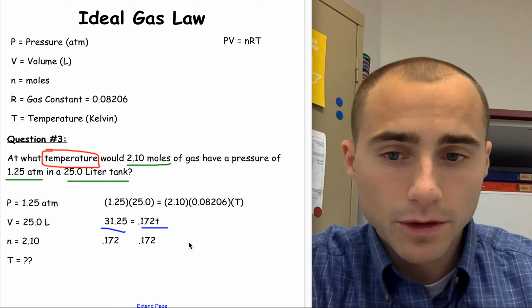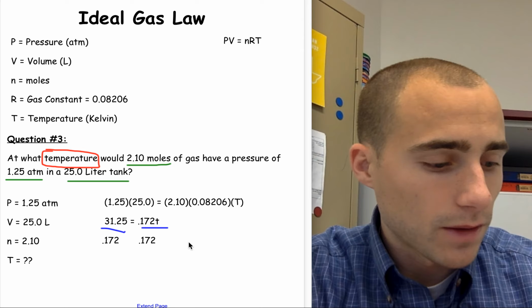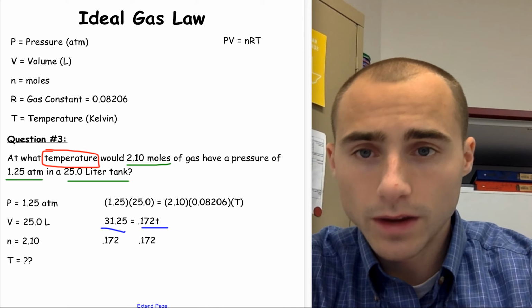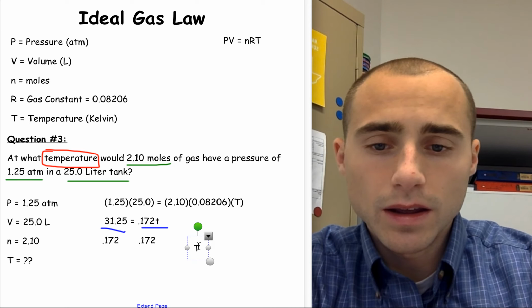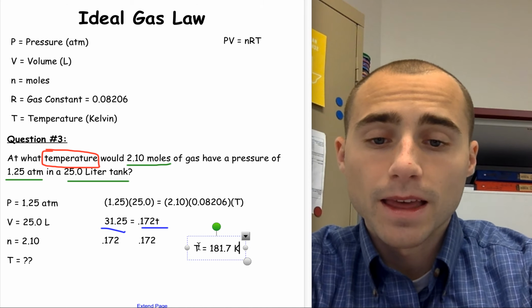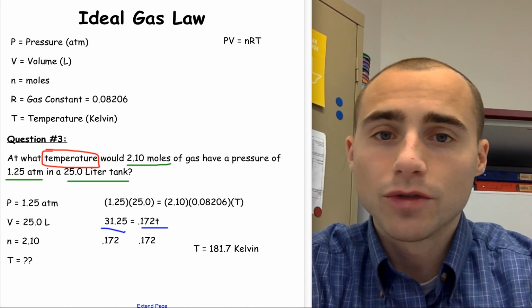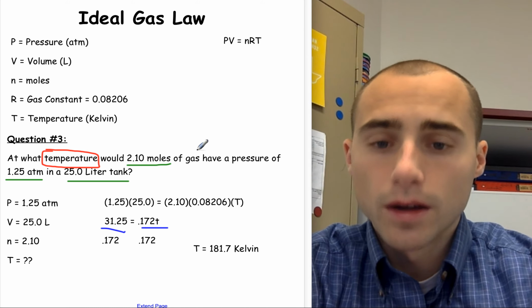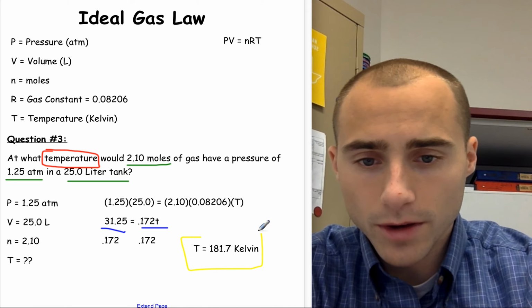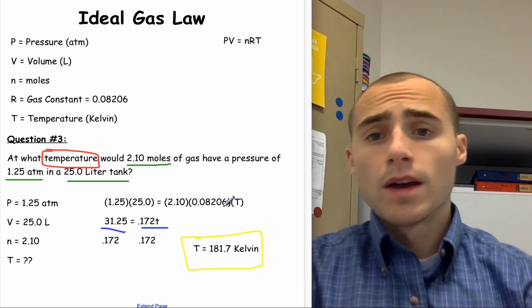So we have 31.25 divided by 0.172 is going to be T equals 181.7 Kelvin, always measured in Kelvin when we solve it correctly. So that is going to be the answer that you should have gotten for this question right there, 181.7 Kelvin. So that's our first 3 ideal gas practice problems.